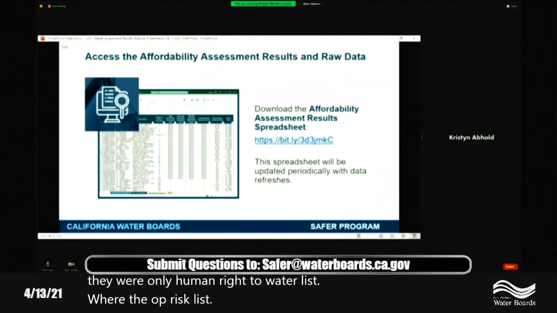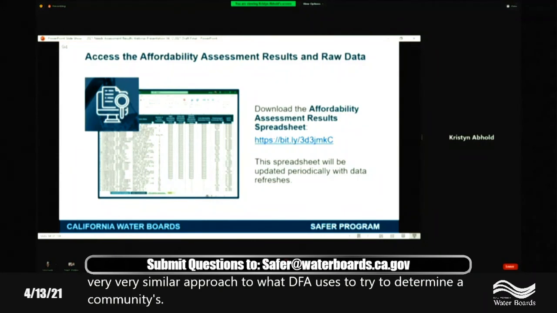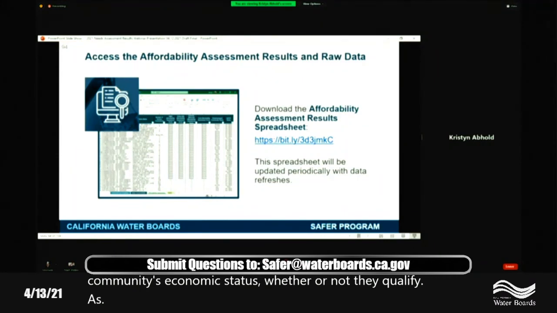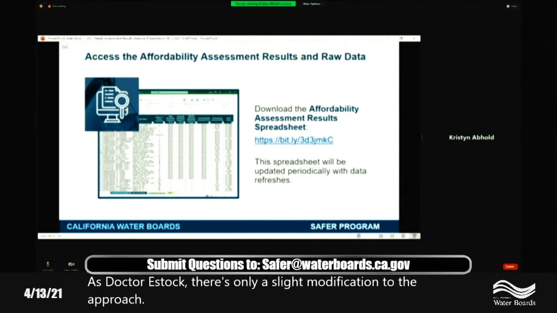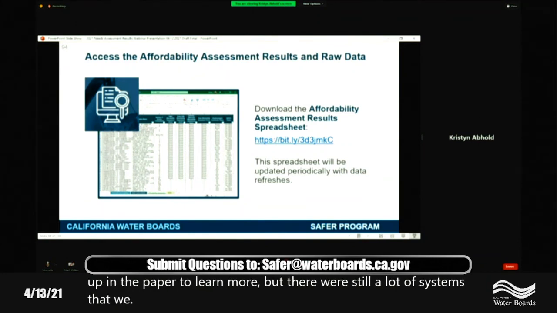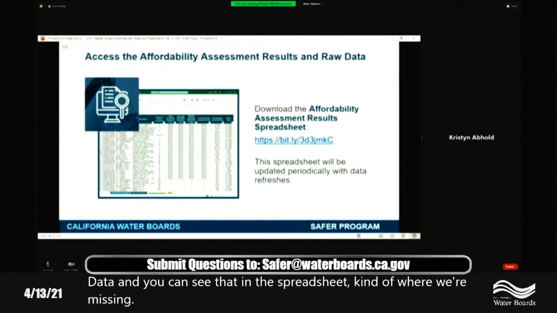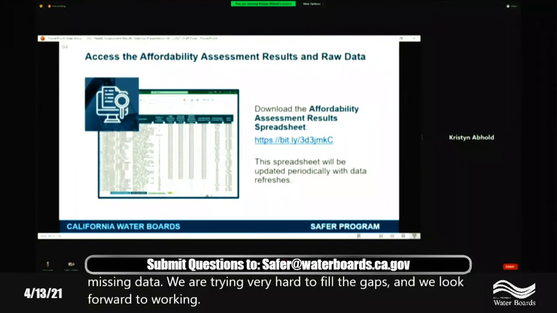I do want to emphasize here that we did use a very, very similar approach to what DFA uses to try to determine a community's economic status, whether or not they qualify as DAC or SDAC. There's only a slight modification to the approach used by DFA. You can look at our methodology write-up in the paper to learn more. But there were still a lot of systems that we were missing data for, and you can see that in the spreadsheet. We are trying very hard to fill the gaps, and we look forward to working with all of you to fill the gaps in our data.